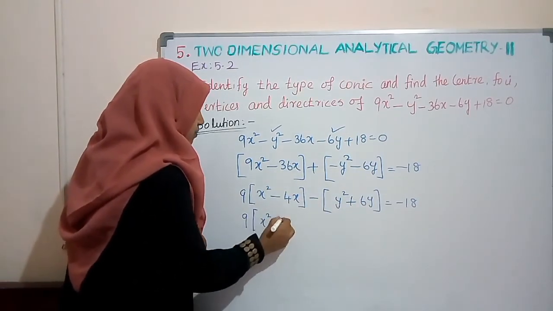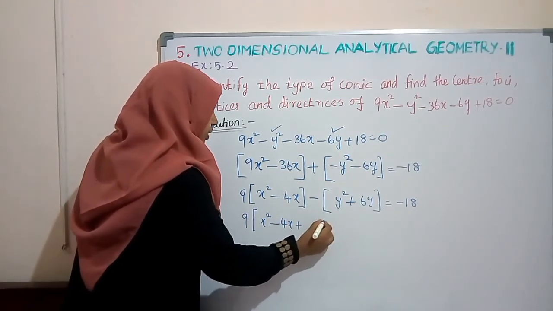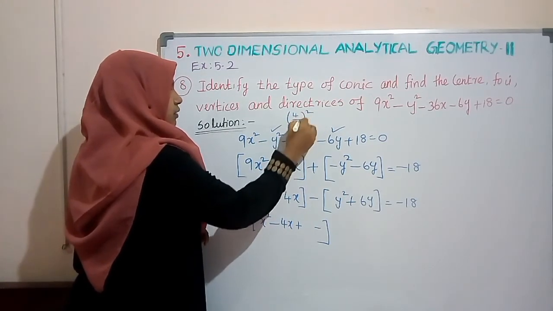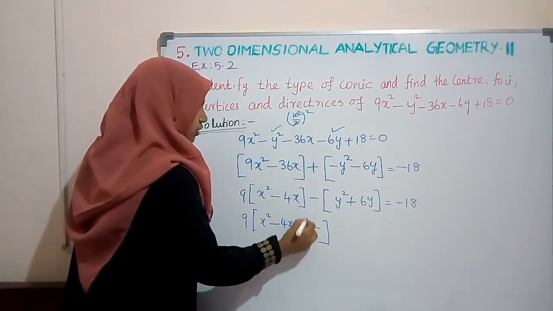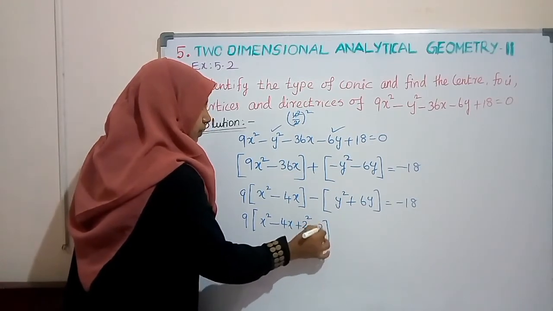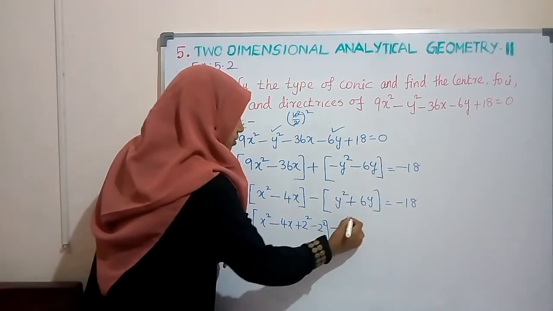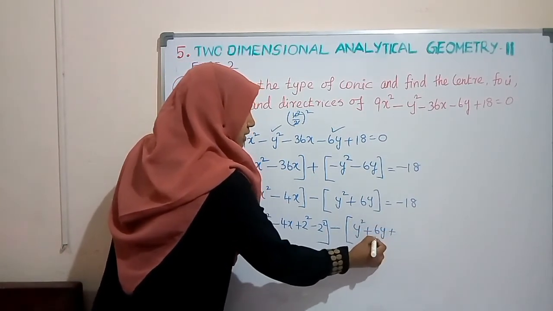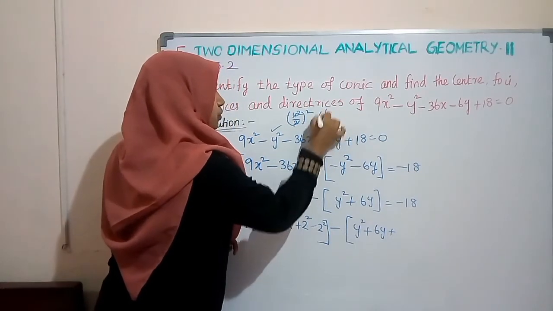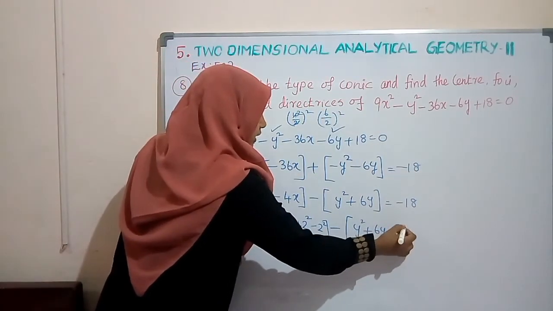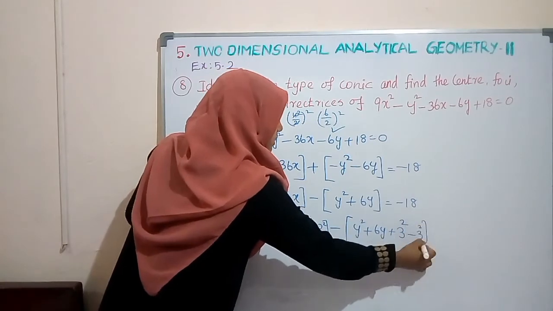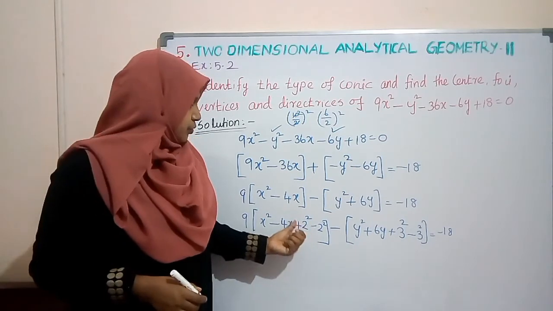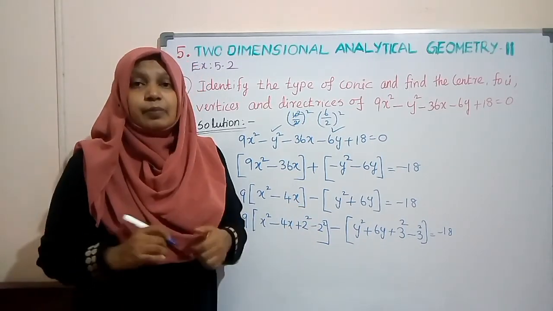X square minus 4x, just add and subtract a new number, that is 4 by 2 the whole square, that is 2 square. So I am writing 2 square plus 2 square and minus 2 square, minus of, in the second bracket also I am writing y square plus 6y. What is 6 by 2? See, 6 by 2 the whole square is 3 square. So I am writing plus 3 square minus 3 square is equal to minus 18. So we are introducing a new term which is coefficient of x or y divided by 2 the whole square.